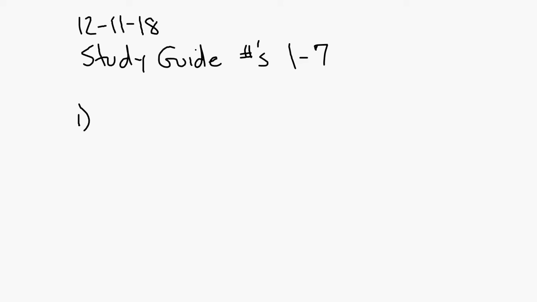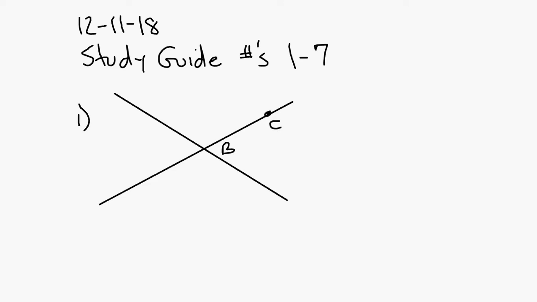Alright, number 1, are C, B, and A collinear? You guys remember what collinear means? Good, on the same line. So you got C, B, and A. Are C, B, and A collinear? Yes, they are. They're on the same line. If so, name the line on which they lie.